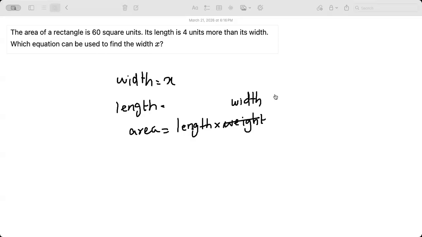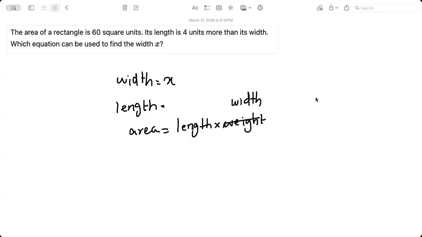Area is equal to W plus 4 times X. Why W and X? There has to be only one variable. So X plus 4 times X. Good. Area is equal to X squared plus 4X. True.